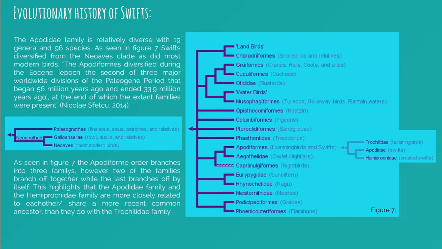As seen in Figure 7, the Apodiform order branches into 3 families, however 2 of the families branch off together while the last branches off by itself. This highlights that the Apodidae family and the Hemiprocnidae family are more closely related to each other, and share a more recent common ancestor than they do with the Trochilidae family.